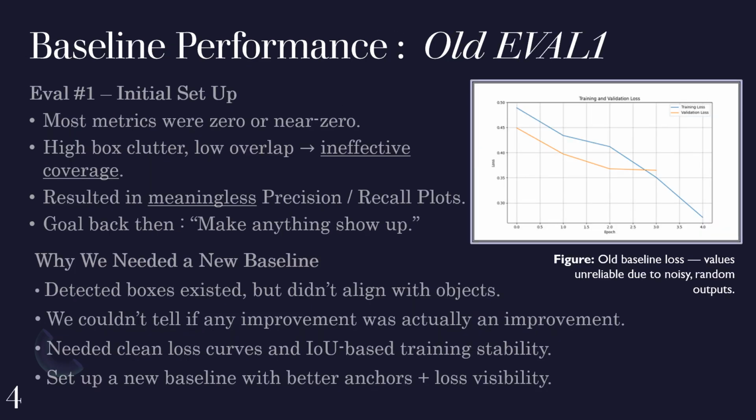Our initial setup in Eval2 was all about just getting something to show up. The goal was simply to make the model output anything. The anchors weren't well aligned, and most of our metrics were either zero or so low that they weren't meaningful. We had a ton of predicted boxes, but they didn't actually match the ground truth, or in other words, the real labeled items. Because of this, our loss curves didn't reflect true learning, and precision recall plots were basically just random noise. That's when we knew we had to reset and establish a new, more stable baseline, one with clean anchor coverage and trackable training behavior, so that any future improvements could be measured properly.